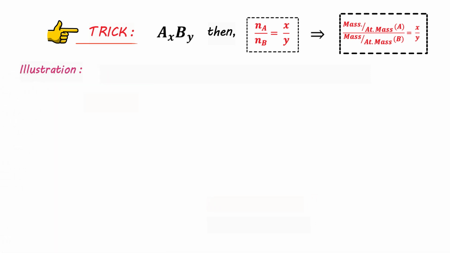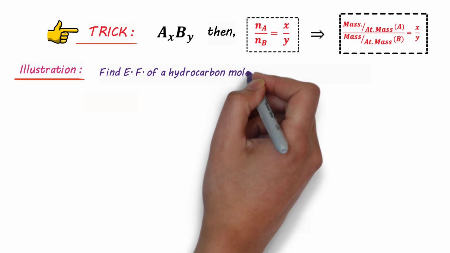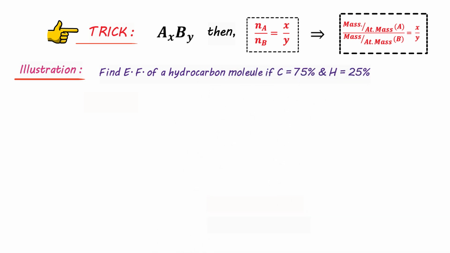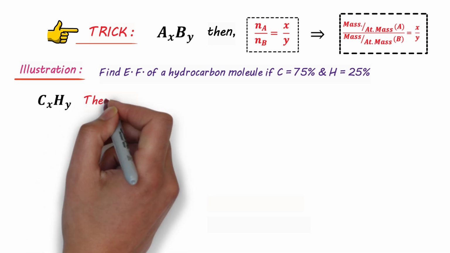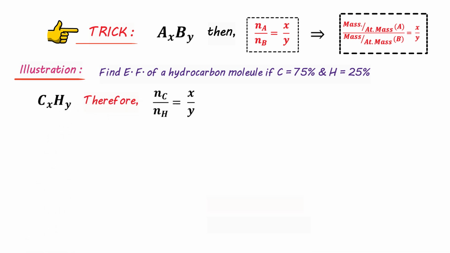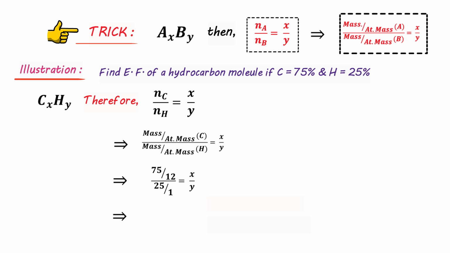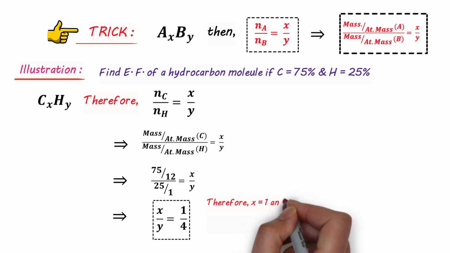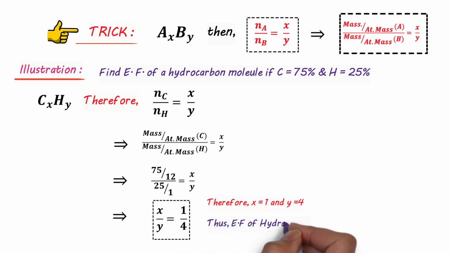Now let's find out the empirical formula of a hydrocarbon molecule if carbon is equal to 75% and hydrogen is equal to 25%. So let CxHy be the empirical formula of the molecule. Therefore, Nc by Nh will be equal to x by y. Converting this relation into mass and atomic mass, we get mass by atomic mass of carbon divided by mass by atomic mass of hydrogen, and that will be equal to x by y. Since percentage of carbon is 75%, mass of carbon is 75 grams and that of hydrogen is 25 grams. Using the values here, you will get x by y equal to 1 by 4. Therefore, x will be equal to 1 and y will be equal to 4. Thus, the empirical formula is CH4.